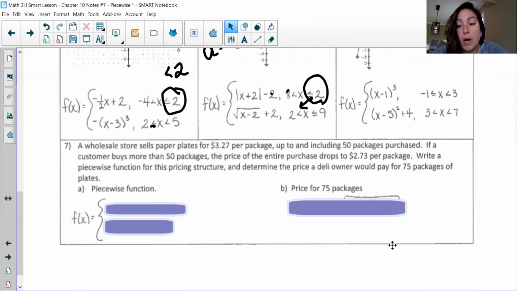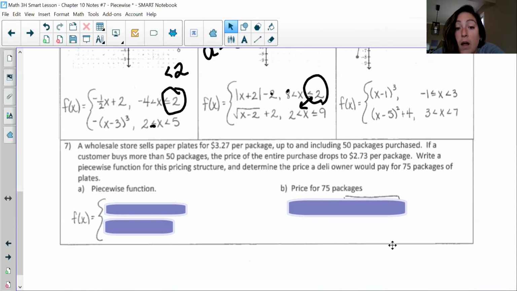All right, let's do a word problem. Number 7. A wholesale store sells paper plates for $3.27 per package, up to and including 50 packages purchased. If a customer buys more than 50 packages, the price of the entire package drops to $2.73 per package. Write a piecewise function for this pricing structure and determine the price a deli owner would pay for 75 package plates. All right, so we have 2 scenarios here.